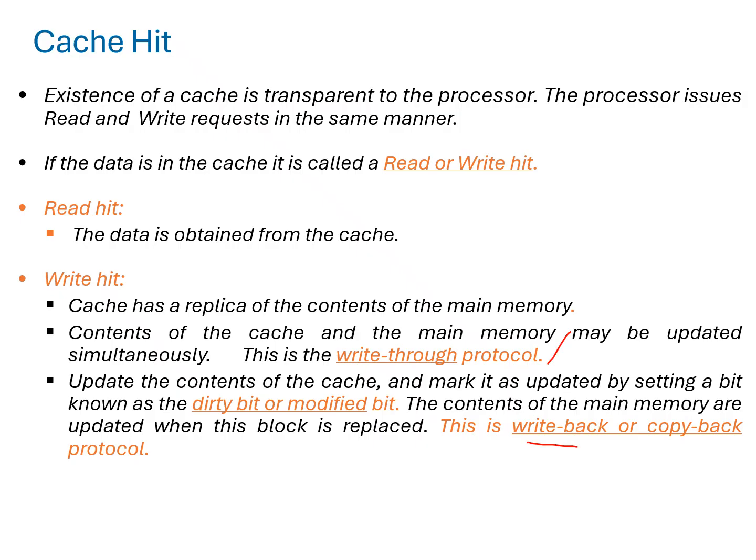The second is called the write back protocol or copy back protocol. What happens? The processor wants to update some data in block A. The block A is available in the cache as well as the main memory, but the processor is going to update only the cache memory data of that block A. Then this will be reflected when the block is going to be removed from the cache. Only at that time is it going to be reflected in the main memory. This is called write back or copy back protocol.